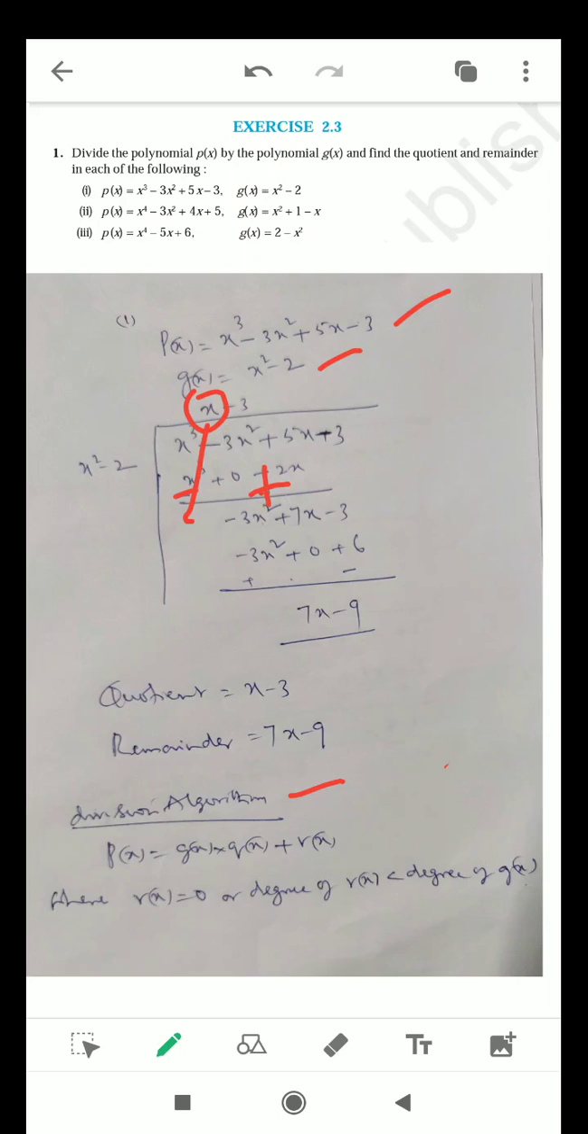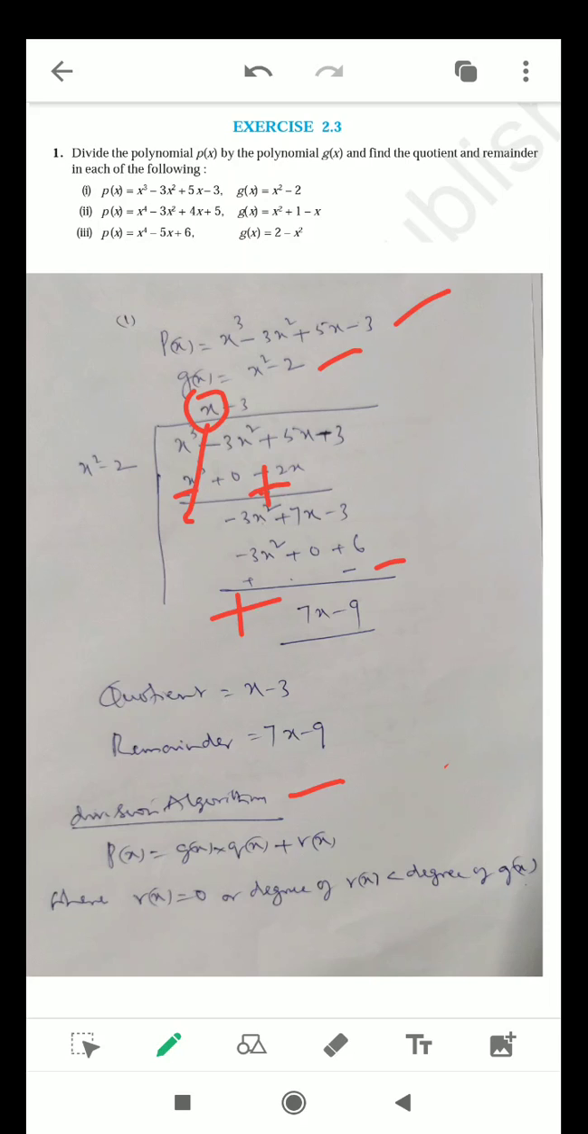So therefore r of x will always be less than g of x. Till that point we can divide. So I can take another minus 3. So it is minus 3 into this x square, minus 2, is minus 3x square. Of course, as there is no x term, I kept 0. So minus 3 into minus 2 is plus 6. So this will become plus here.